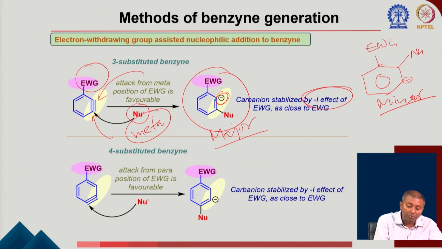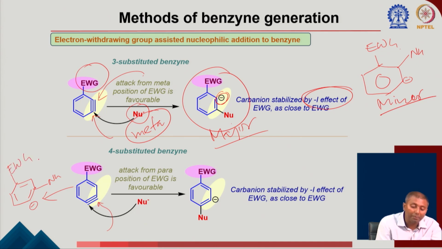Now if you have a 4-substituted scenario, there are two possibilities. It can go for a para attack versus a meta attack. If it goes for a para attack, it will generate a carbanion here. If it goes for a meta attack, meaning attacking from this side, then it generates the carbanion here. Now, your electron withdrawing group has a minus I effect, correct. So the minus I effect will stabilize this carbanion more because it is close.